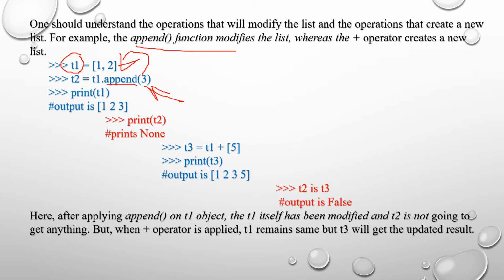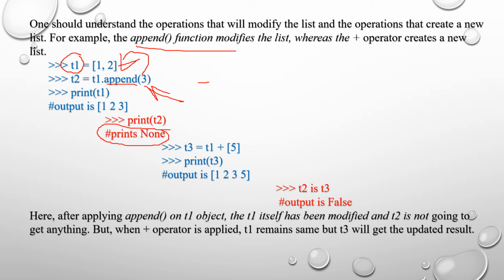If you print t2, Python is not going to print anything. The Python interpreter will print only t1, and t1 is modified with the 3. The new list elements are 1, 2 and 3.